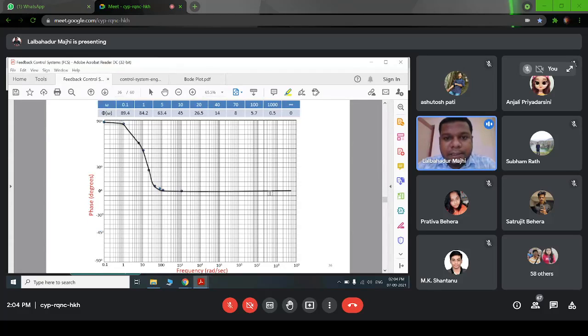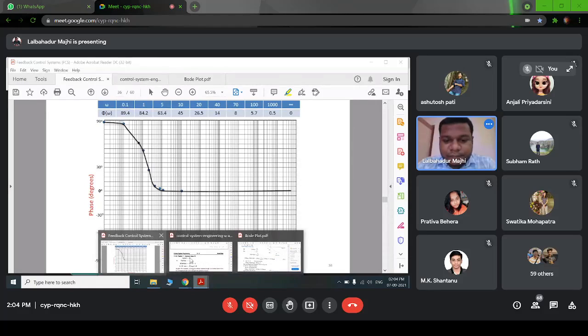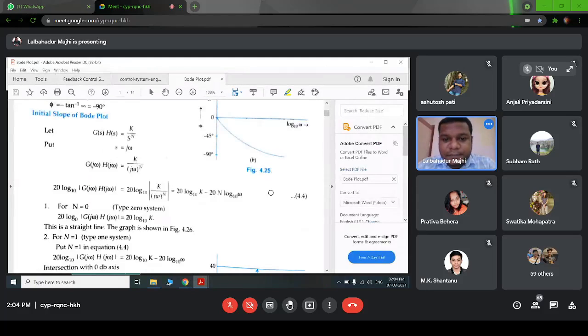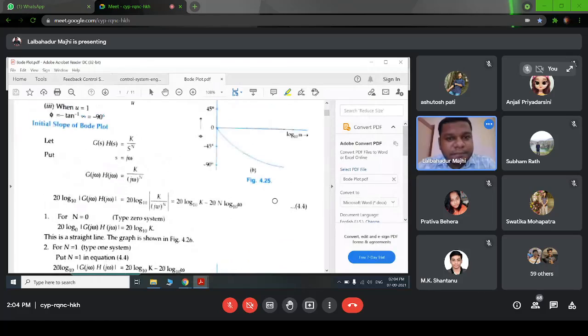So this is the basics of the Bode plot. Then we will go to the plotting. This Bode plot is very easy, so do not get confused. The main point is we have to find the initial slope of the Bode plot and the starting point of the Bode plot in the semi-log graph paper, right?